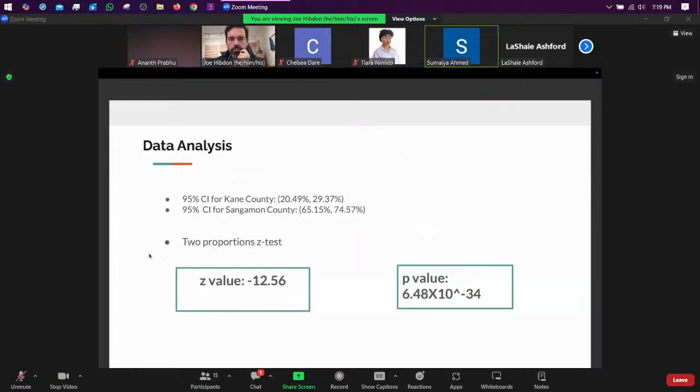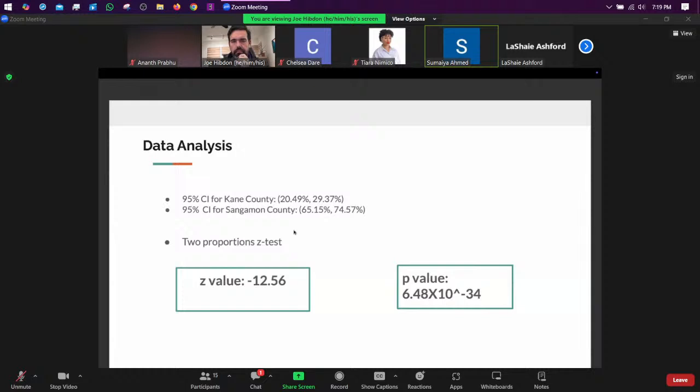So I did my data analysis to see if there's a significant difference of PM 2.5 concentration between the two counties based on how many days out of the year they had increased exposure. I calculated the confidence interval for both counties, and those were my values. If you look at it in a different way, we can say that about 1 in 4 days in Kane County had above minimum levels of PM 2.5 concentration with a 95% CI, compared to Sangamon County, which had 2 out of 3 days above minimum levels.